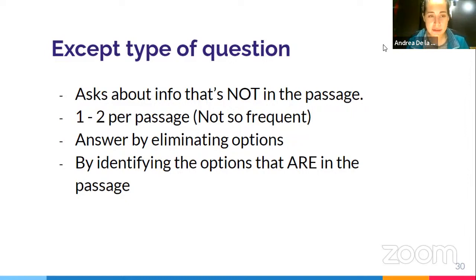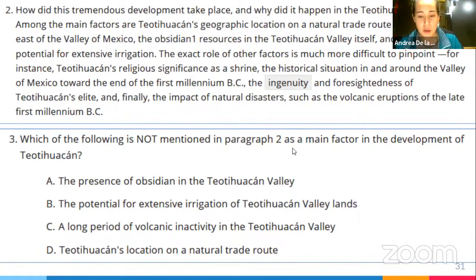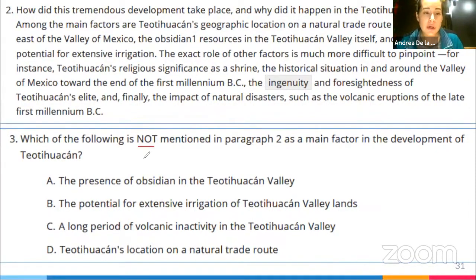Now, what is the difference between detail and except type questions? In detail questions, they ask you for a specific detail, something that was explicitly, directly said or mentioned in the paragraph. But in this one, it will be the opposite. They will ask you about information that was not mentioned in the passage or that is not true, basically. How would you identify these questions? Whenever you have the word not in capital letters or the word except in capital letters, you know that it's an except type of question, okay?